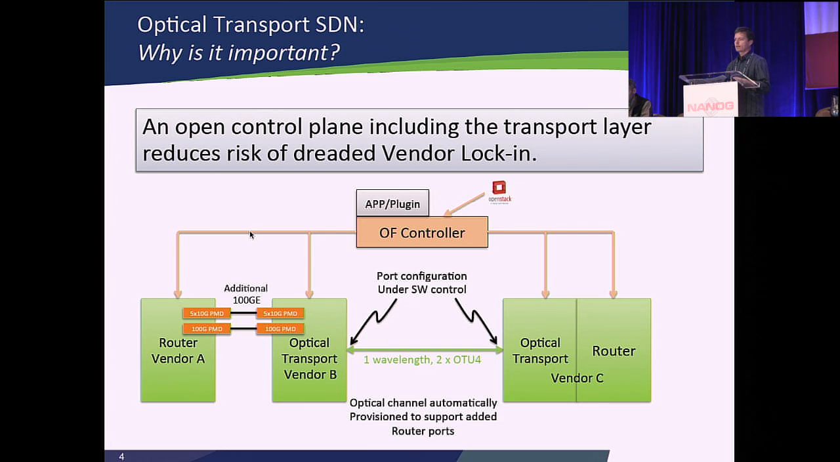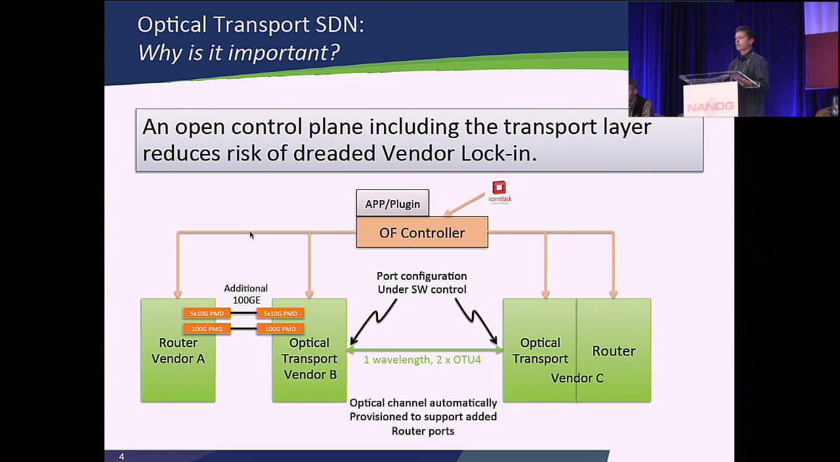including transport layer in a unified control plane reduces the risk of the dreaded vendor lock-in. Without SDN control over the transport layer, you would need another NMS controlling the NE, which is most likely vendor proprietary. And if you have the same software controlling both the router and the optical network, it frees you to deploy gear of your choice.